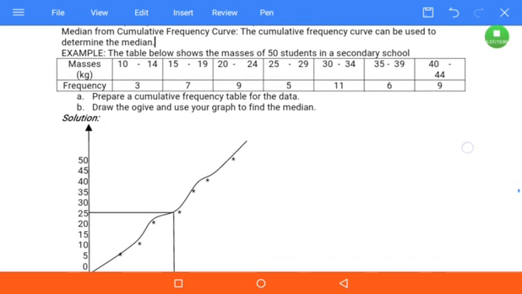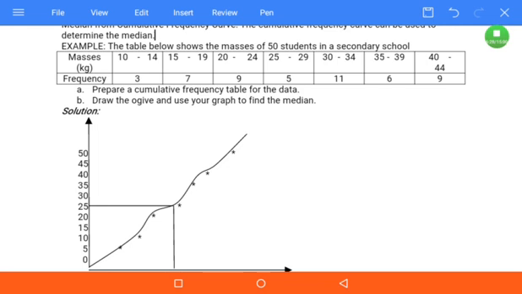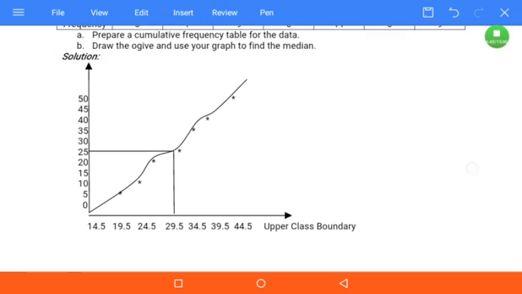Now, okay, let's take one example. It says the table below shows the masses of 50 students in a secondary school. You have the masses given in terms of class interval and of course the frequency. So you know this is a group data. Now, A, prepare a cumulative frequency table for the data, and B, draw the OG and use your graph to find the median. Of course, this is not new to you.